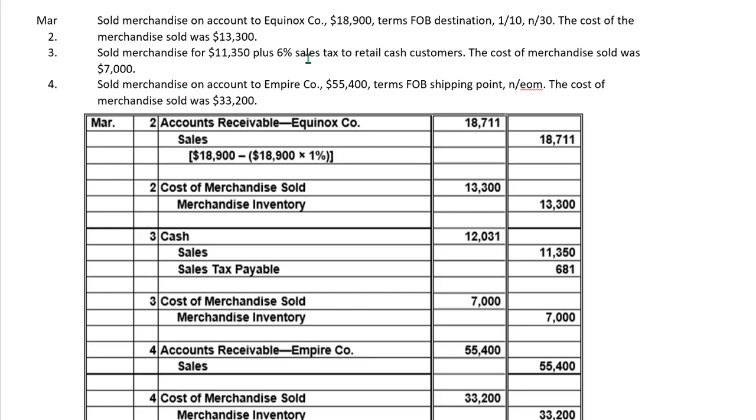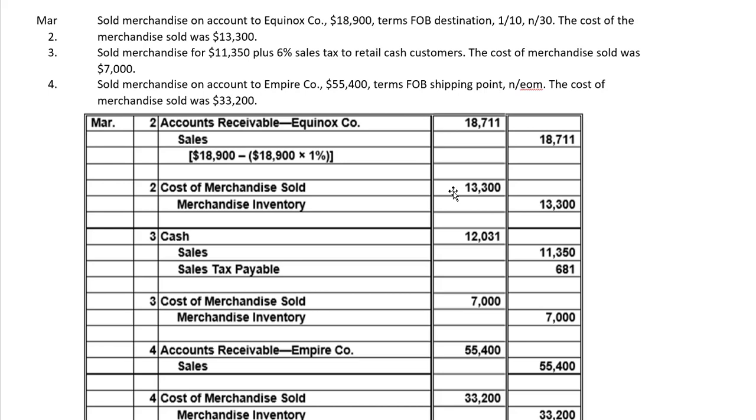And the cost of merchandise sold was $13,300. So first record the sale. And the sale would be recorded net of the discount. So debit accounts receivable and credit sales, and then we've got to record cost of goods sold. Cost of goods sold would be $13,300, and credit merchandise inventory, because it's a perpetual inventory system and we're recording everything net of the discount. So the income statement at this point would have sales of $18,711 less cost of merchandise sold of $13,300.